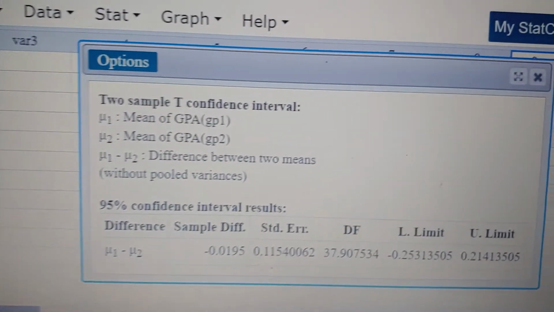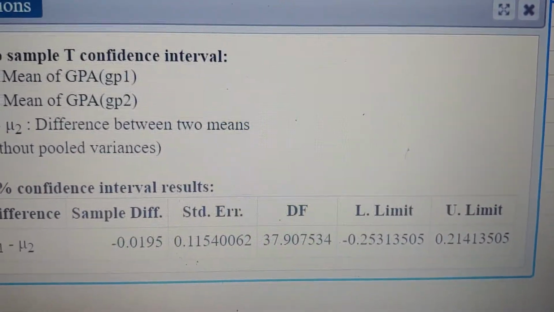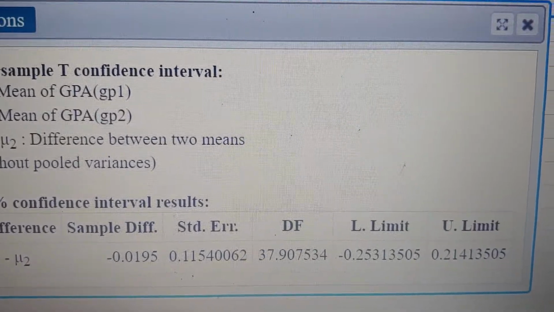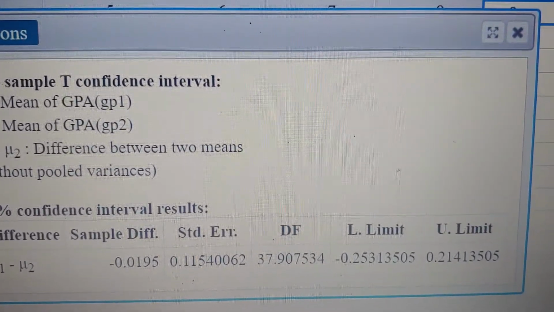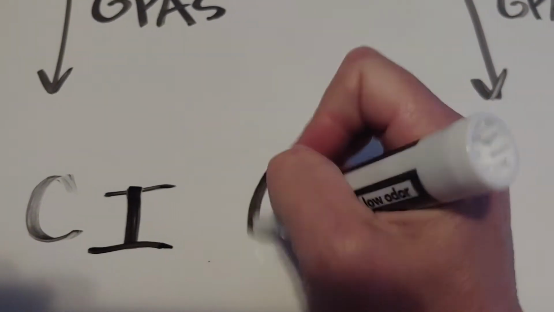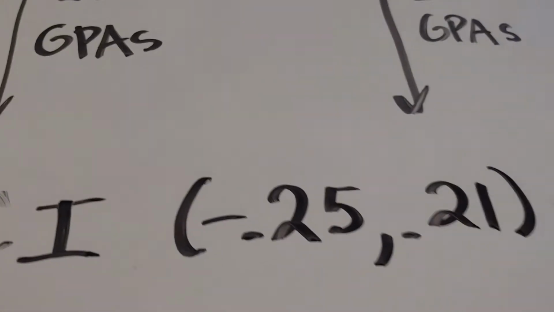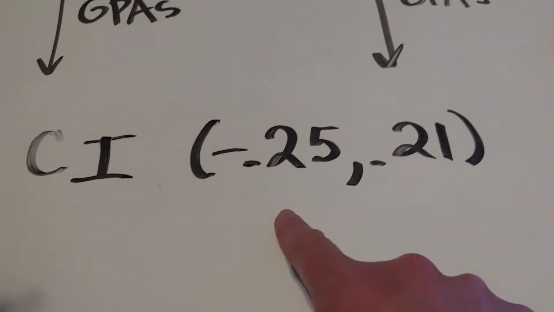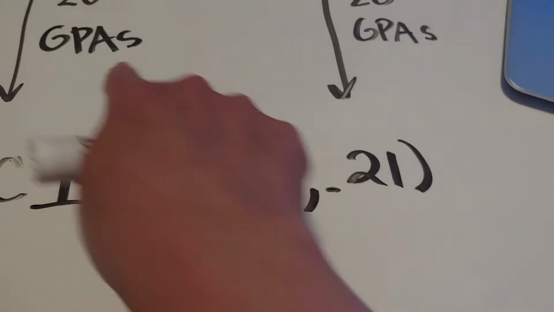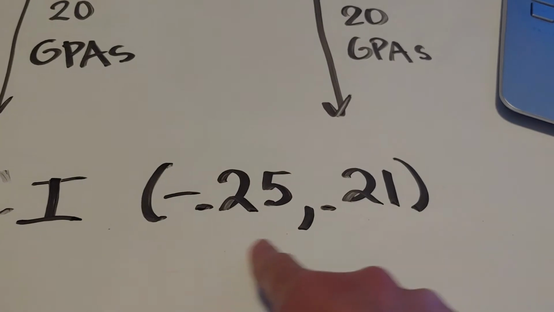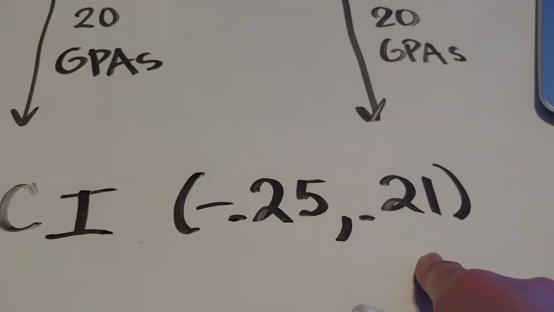And what I end up getting here is my lower limit and my upper limit. It looks like it's negative 0.25 and 0.21. Negative 0.25 to 0.21 is my confidence interval. Negative 0.25 to a positive 0.21. Okay. The one thing I don't like about StatCrunch is it actually didn't tell me what the means were. So I don't know what the averages of this group or the averages of this group are. But what I do know is that they are close enough to be considered statistically the same.